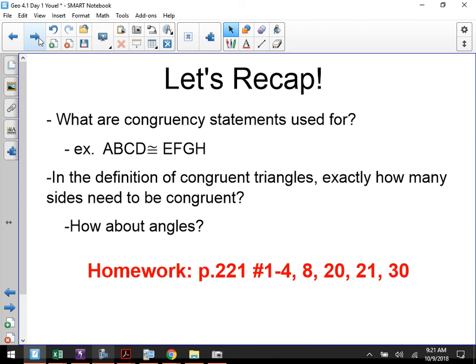Okay, so here's your homework. Page 221, numbers 8, 20, 21, 30. And I brought in snacks for everyone, not only the winners. Everyone can get candy.